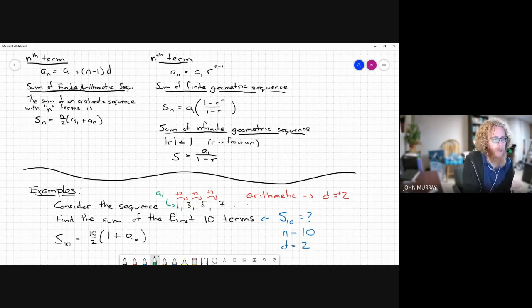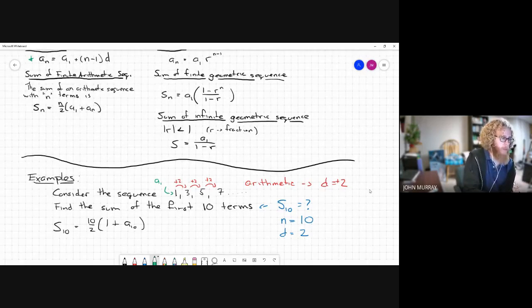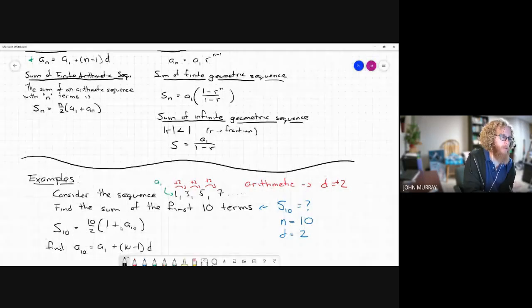Well, this isn't terribly bad. I can keep adding 2, right? 1 plus 3, I can keep going. But let's use my nth term formula here. Let's see if I can scroll down just enough. That should be good. So we have to find A10. A10 is going to be A1 plus 10 minus 1 times that common difference.